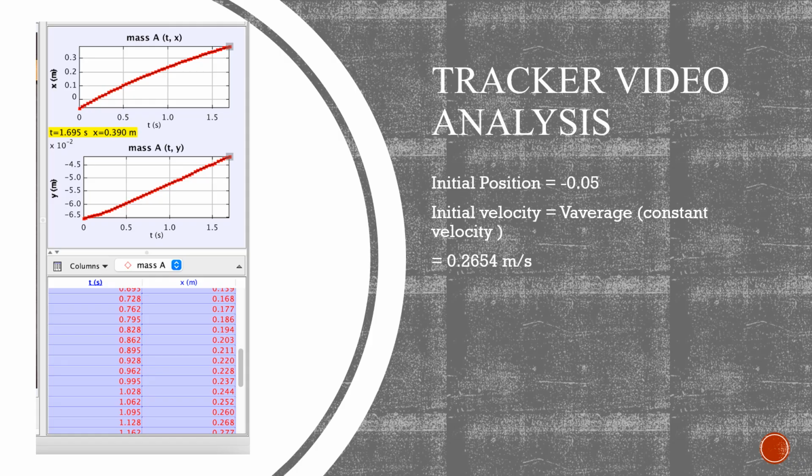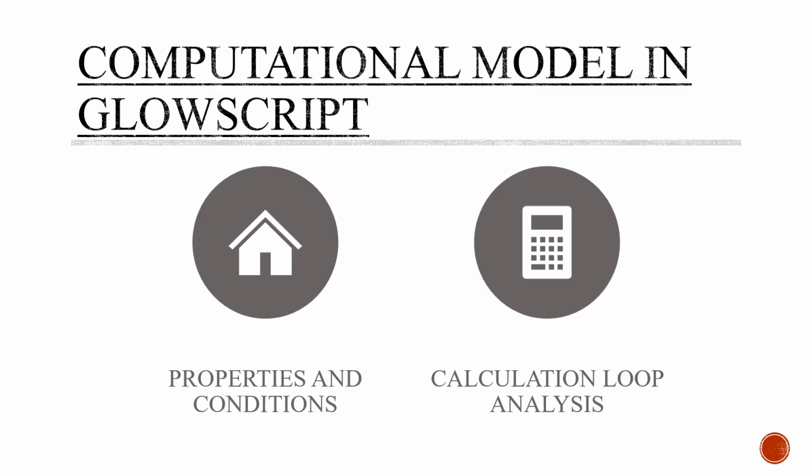So from my analysis, I was able to get data for the initial position and my initial velocity. The way I did initial velocity was my average velocity, as since there is a constant force, velocity is constant. So my average velocity is also my initial and final velocity. You can see some of my data points on the left-hand side here, and I was able to calculate my initial position was minus 0.05, and my initial velocity was 0.2654 meters per second.